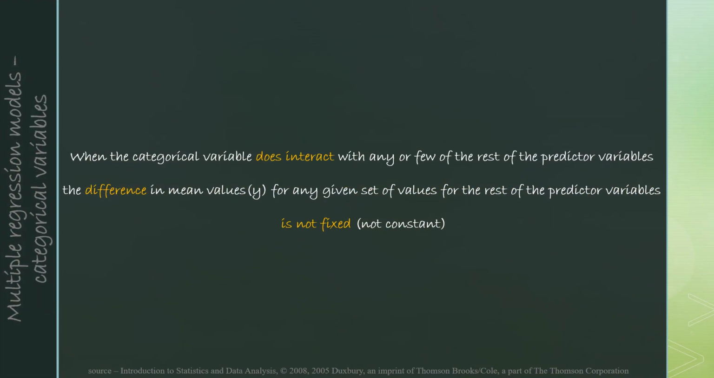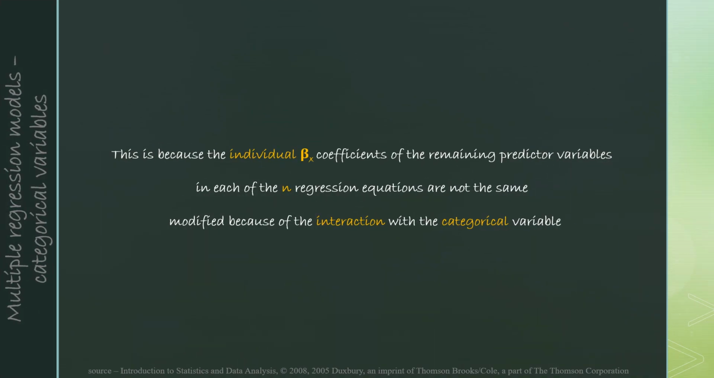When the categorical variable does interact with any or few of the rest of the predictor variables, the difference in the mean values of y for any given set of values for the rest of the predictor variables is not fixed. In other words, it's not a constant. This is because the individual beta x coefficients of the remaining predictor variables in each of the n regression equations are not the same. They are modified because of the interaction with the categorical variable.